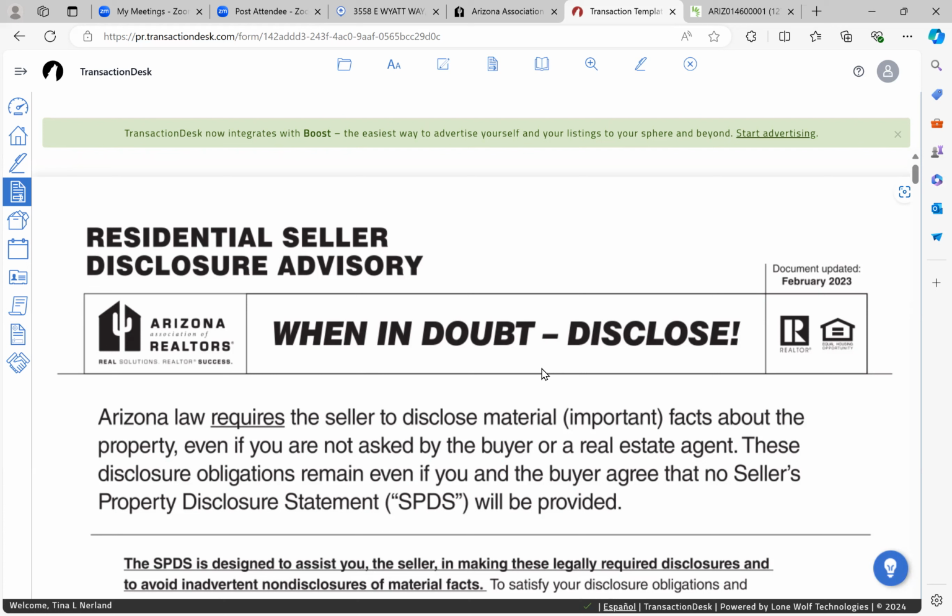Arizona law requires the seller to disclose material important facts about the property, even if you are not asked by the buyer or a real estate agent. These disclosure obligations remain even if you and the buyer agree that no seller property disclosure statements will be provided. If you know something, disclose it.